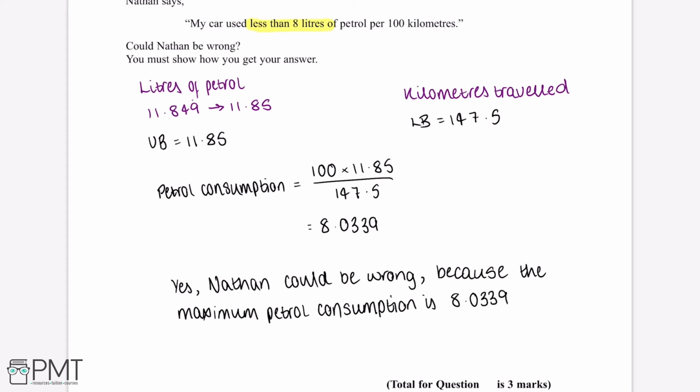And this question's worth 3 marks. We'll get our first mark for working out at least one of either the upper bound or the lower bound. We'll get our second mark for substituting both the upper bound and the lower bound into the petrol consumption formula. And we'll get our final mark for stating that yes, Nathan could be wrong with the supporting evidence.